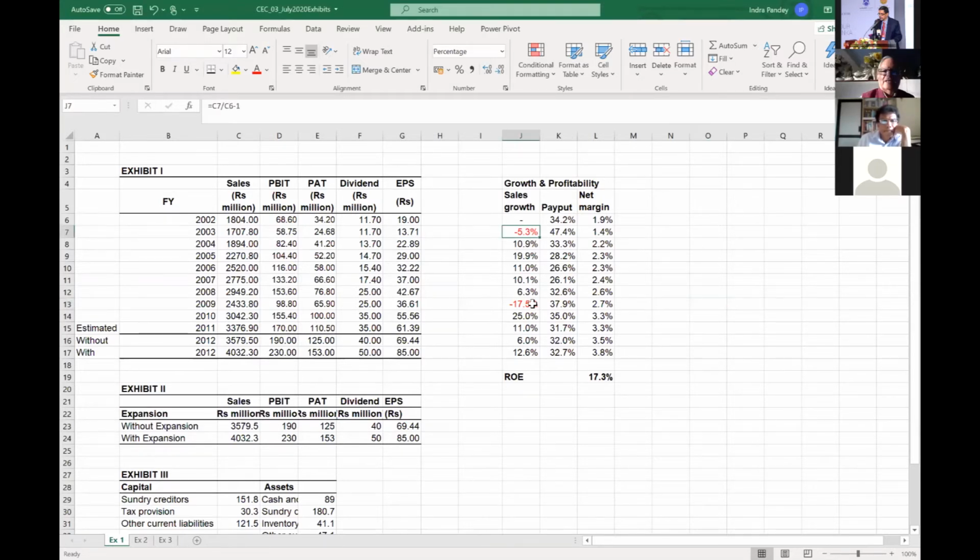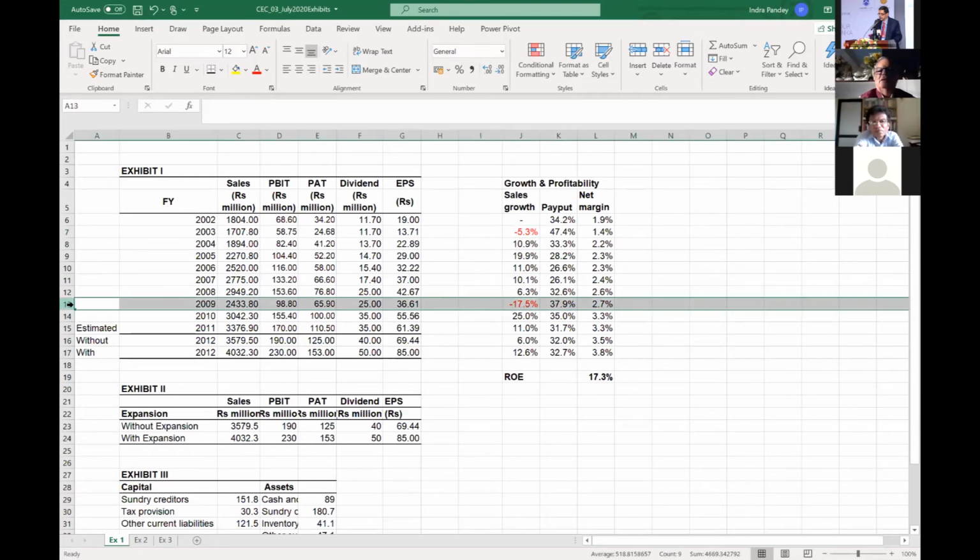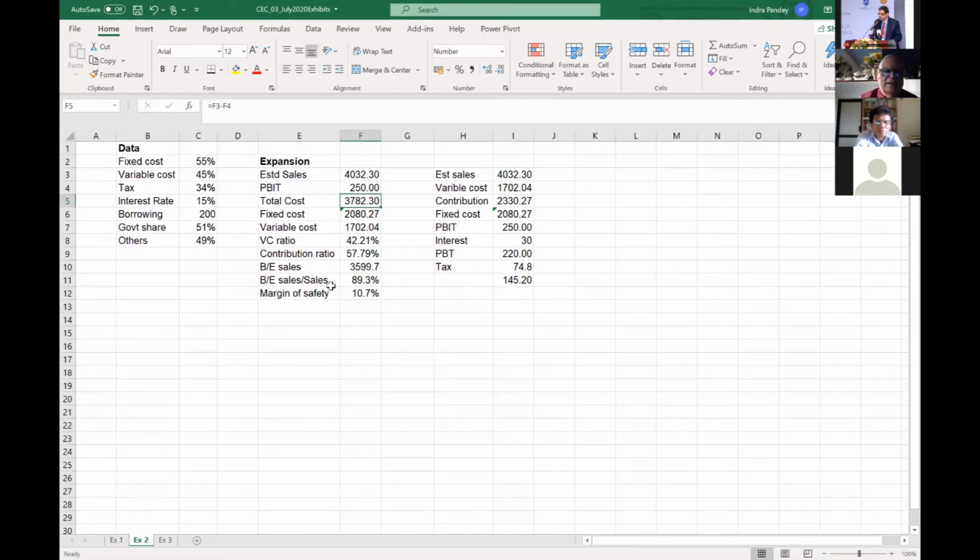Now, okay, one calculation is you can calculate this growth in sales. If these numbers are the same as your numbers, your sales can go down by even 17 to 18%. And when we calculate the break-even point, as Hemanta explained to you, it is 89.3%, which means your margin of safety is 100% minus 89%, which is about 11%. So if sales go down by 11%, your PBIT will become zero.